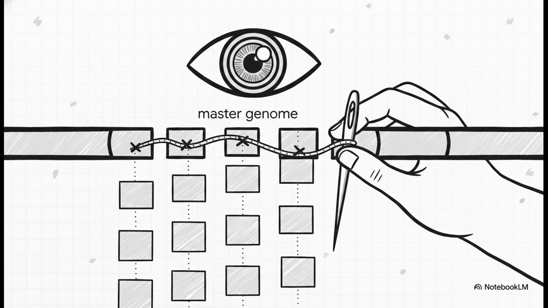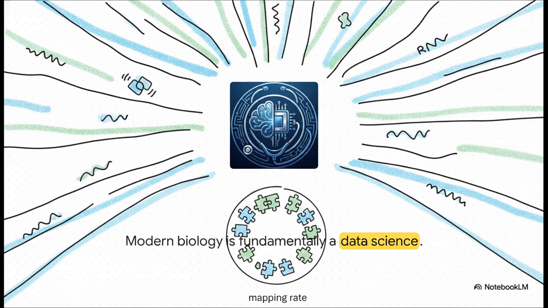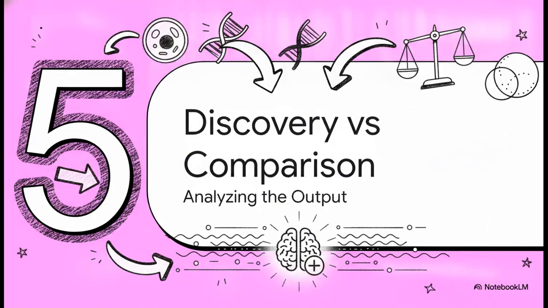the master genome. All of this computational heavy lifting is exactly why modern biology is, at its core, a data science. You need serious processing power and complex algorithms to take millions of puzzle pieces and figure out where they go. Our source notes that a good alignment should hit a 70 to 90% unique mapping rate. Basically, we want to find the exact, unique home for 70 to 90% of our shreds. Section 5, Discovery versus Comparison. This is where we analyze our output.